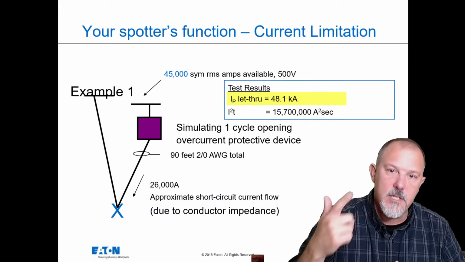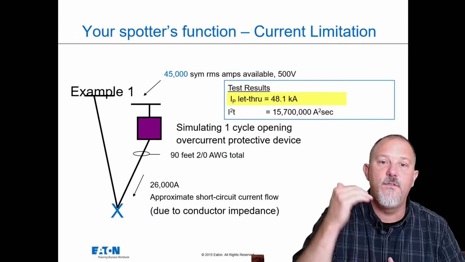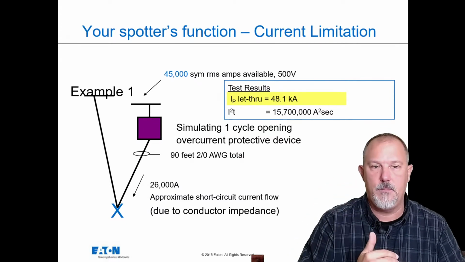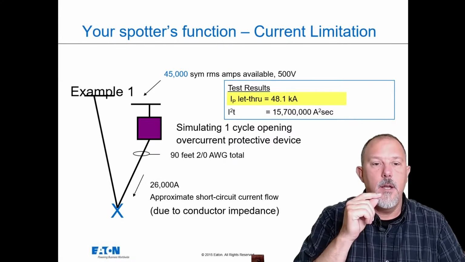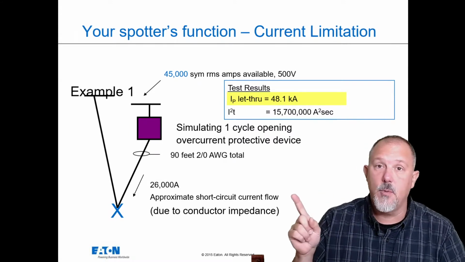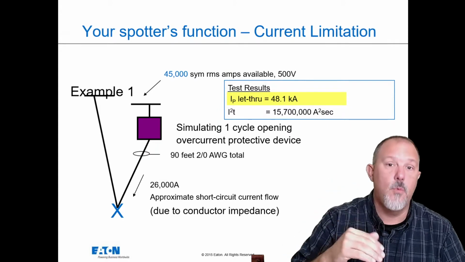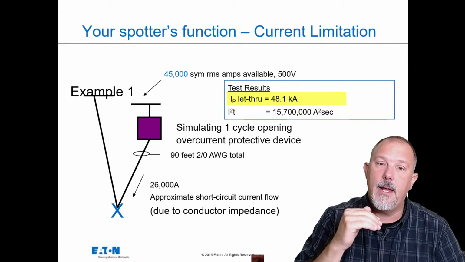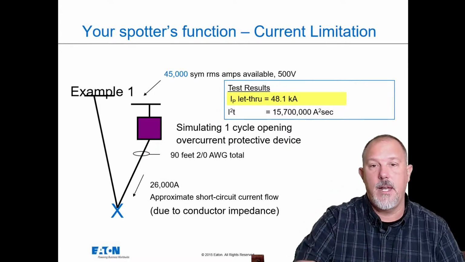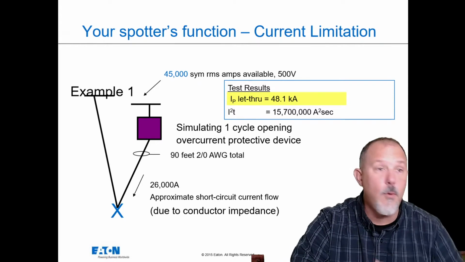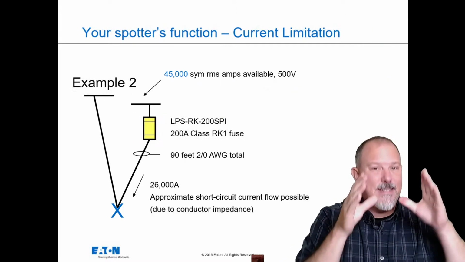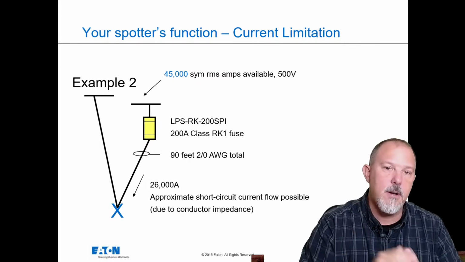So this is the results. My peak let through was 48,000 amps. And that's for 26,000 amps worth of fault current. My peak was 48,000 amps, and I let through 15.7 million amps squared second. That's the heat. Now what we're going to do is we're going to show you the exact same setup with a 200 amp class RK1.